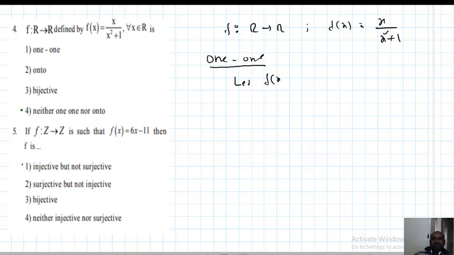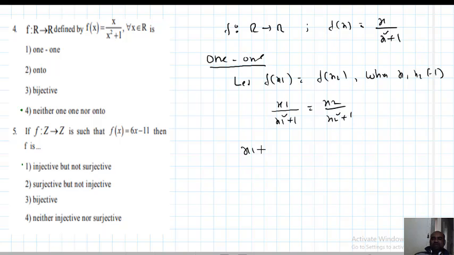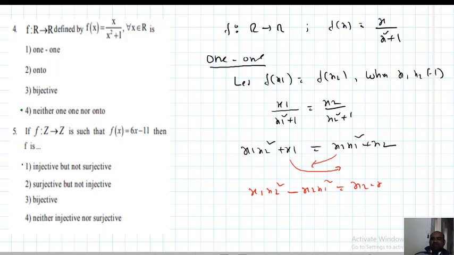Let f of x1 equal to f of x2, where x1, x2 belong to the domain. So x1 by x1 square plus 1 equal to x2 by x2 square plus 1. Simplification: x1 x2 square plus x1 equal to x2 x1 square plus x2. Transfer this to the left side and that to the right-hand side: x1 x2 square minus x2 x1 square equal to x2 minus x1.